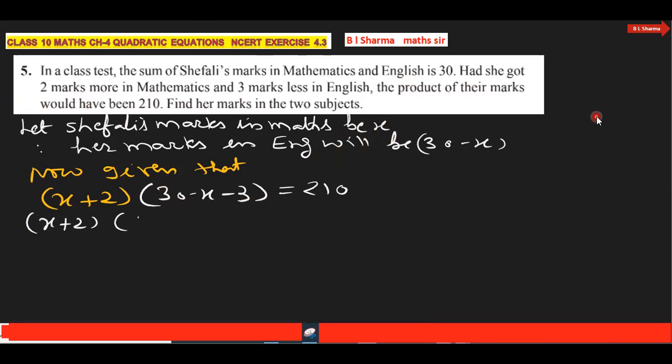So x+2 into 27 minus x, that is 210. On multiplication, that is minus x square plus 25x plus 54.